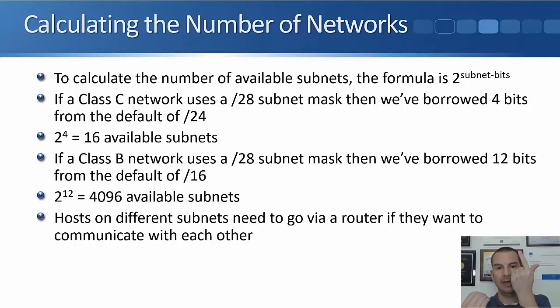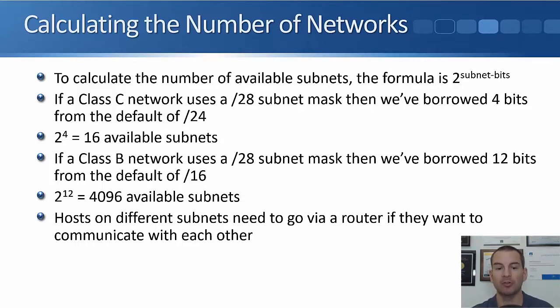2, 4, 8, 16, 32, 64, 128, 256, 512, 1024, 2048, 4096 subnets. For that one, you might have noticed it's easy if you remember that 2 to the power of 10 is 1024. Here we just keep doubling each time.